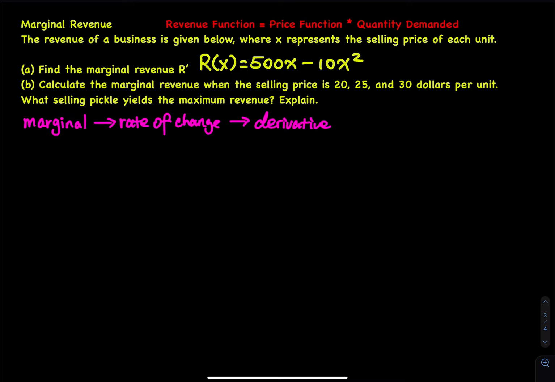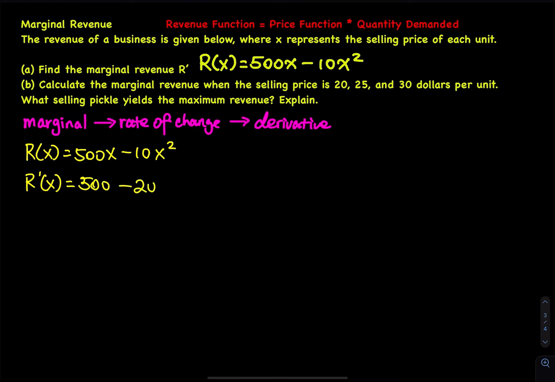We have R of X equals 500X minus 10x squared. I am looking for marginal revenue, R prime. When you see the word marginal, that means rate of change, that means derivative. So R prime of X: the derivative of 500x is 500, and for 10x squared, you bring the 2 down, so you have a 20, and then 2 minus 1 is equal to 1. So R prime of X is your marginal revenue function. Let's box this. This is my marginal revenue function.